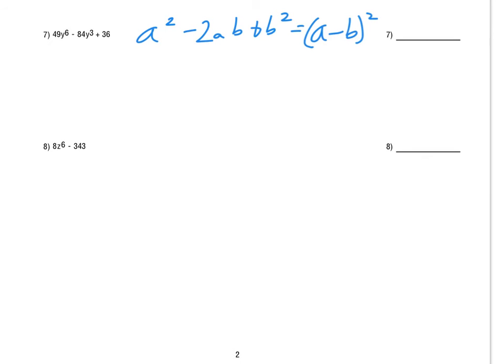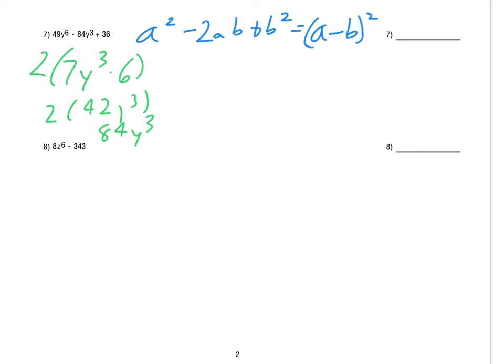All right, looking at number 7. The 49y to the 6th and the 36, again, lead us to believe that this would be a perfect square trinomial. So it would have to fit this pattern, where, again, that middle term is the product of the square roots of the two first and last terms. So if I square root the first term, I get 7y cubed. Square root the last term, I get 6. So I find that product and double it. So then I get 2 times 42y cubed. Double that, of course, I get the 84y cubed that we're looking for.